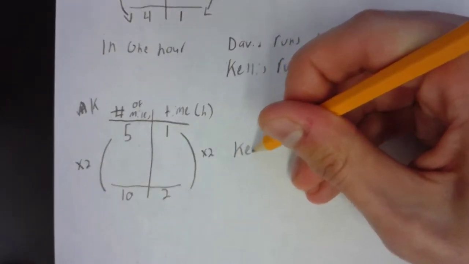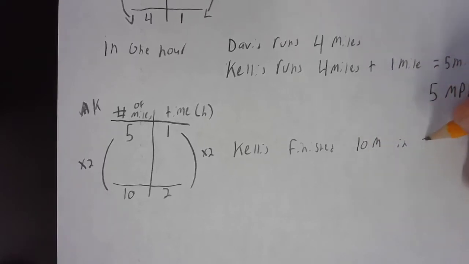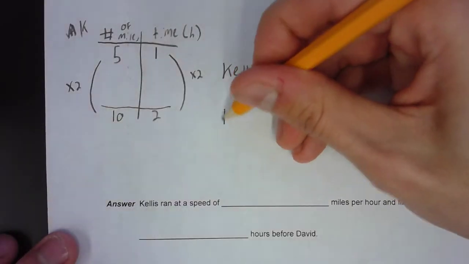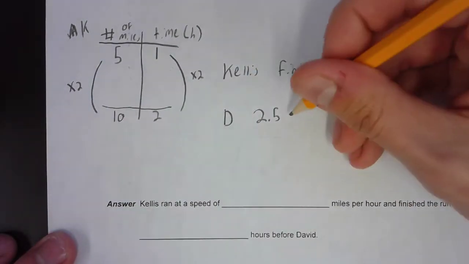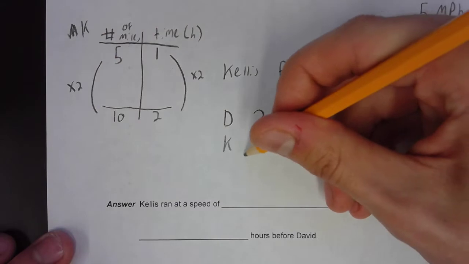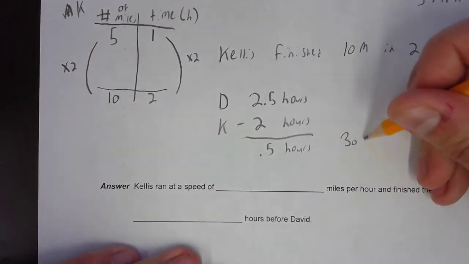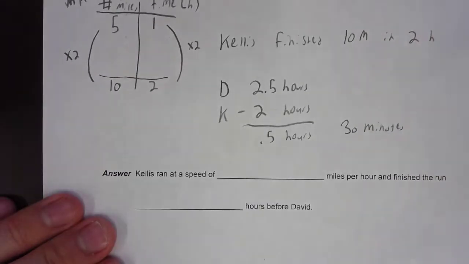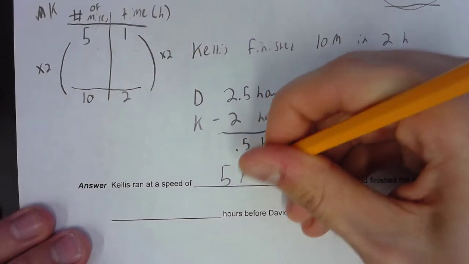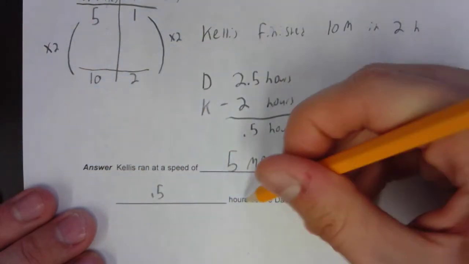So we know Khalees finished 10 miles in 2 hours. So, to complete the problem, if David finished in 2.5 hours, and Khalees finished in 2 hours, you know she finished 0.5 hours quicker, which we all know is 30 minutes. So, to complete our problem, Khalees ran at a speed of, we know right here, 5 miles an hour. And we know that she completed the run half an hour before David.